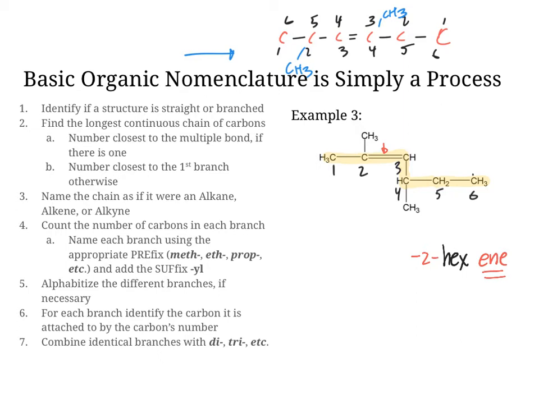Okay. Now, after that, I need to deal with my branches. And so in this case, I see that I have a branch here and I have a branch here. And they are 1 carbon long branches. So that tells me that it's going to be, both of them are going to be meth.